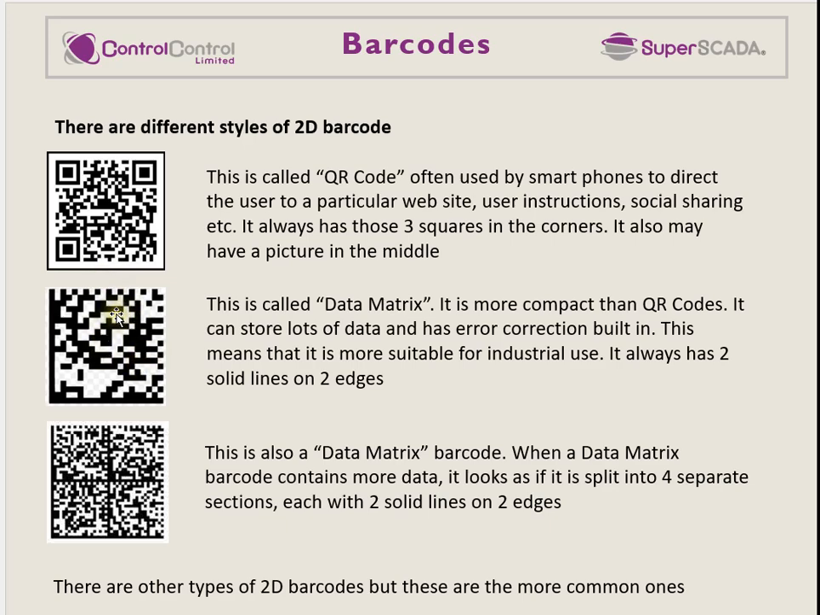This one here is called data matrix, and you'll recognize this by having a solid line down two edges. It can store lots of data and has got error correction built in. So this means it's a bit more suitable for industrial use, and you can even cover a little bit of it and it'll still read. When a data matrix has got a lot of data in, it actually ends up looking like the third one here. It's like four separate bits, so each has their own solid two lines, but it's split into 4 bits. And there are other different types of 2D barcodes, but you will rarely see those.